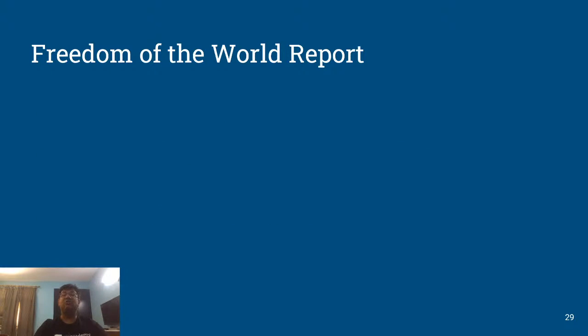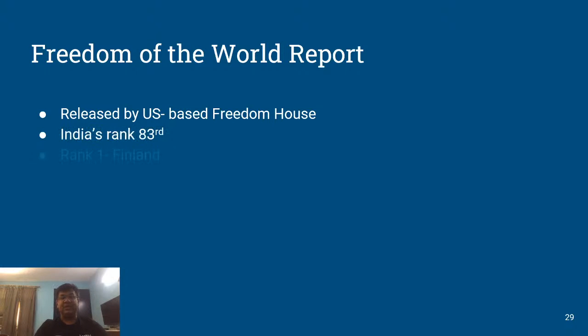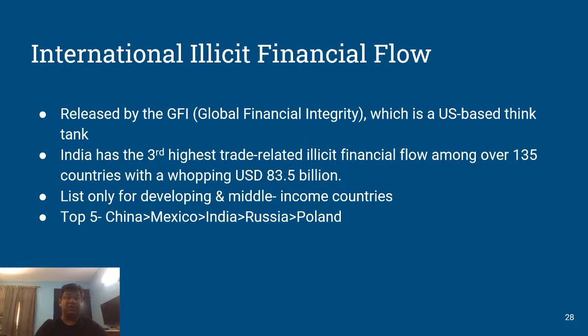Okay, now we have something called the Freedom of the World Report. This is about how free the people in this country are. And this is another US based research firm or think tank called Freedom House. India's rank is 83rd, again, not that good. Although better than the happiness index, where I remember we were pretty much at the bottom.